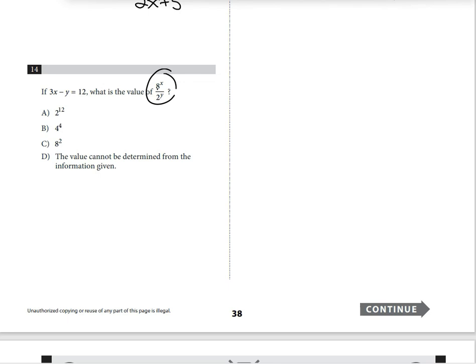We know that 8 is just 2 to the third power, right? And we've got 8 to the x power. So 8 to the x power is going to be 2 to the 3x power, right? So this 8 to the x power over 2 to the y, we can rewrite as 2 to the 3x over 2 to the y.